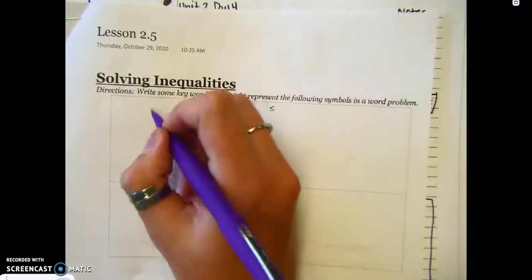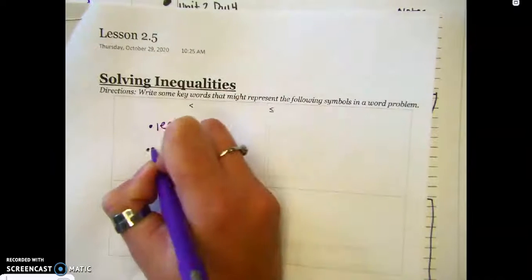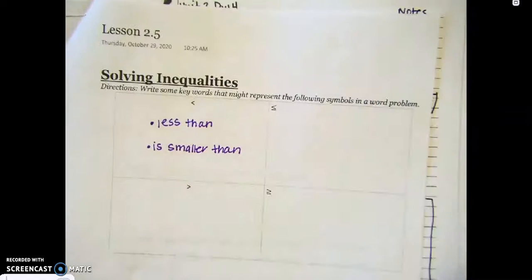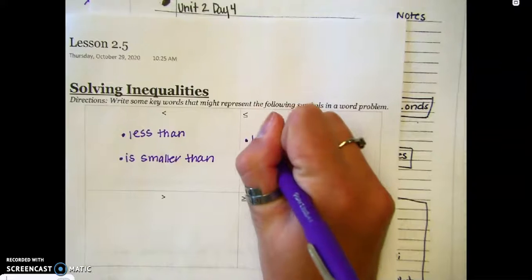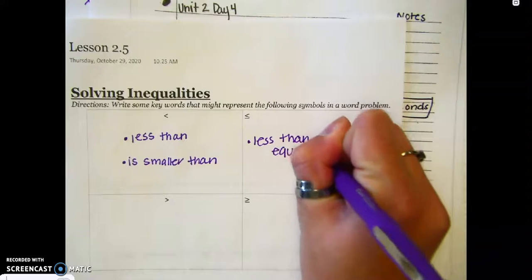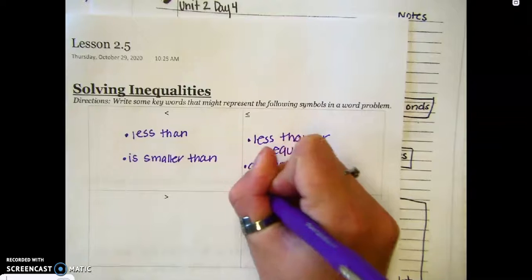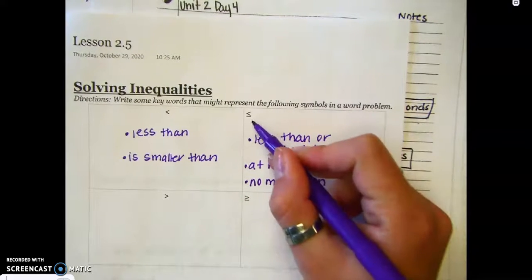Remember, this symbol represents less than, so some key words you might look for in word problems are less than, or smaller than. This one is less than or equal to. You could also say at most, which means you can't have any more, or no more than. These are key phrases for using this symbol.